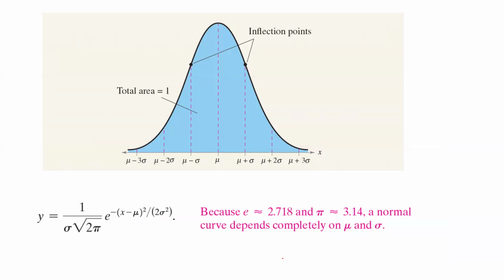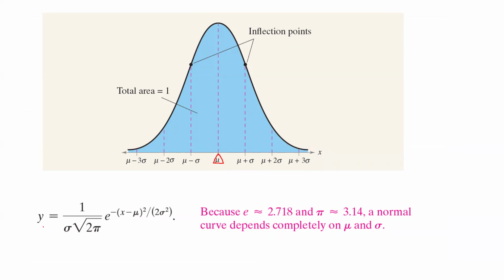Let's take a look at the graph. As you can see, the center is located in the middle, represented by mu. If you're working with a sample, it is x bar. The total area below the curve is 1, or 100%. And as you can see, the graph never touches the x-axis. It just extends indefinitely.